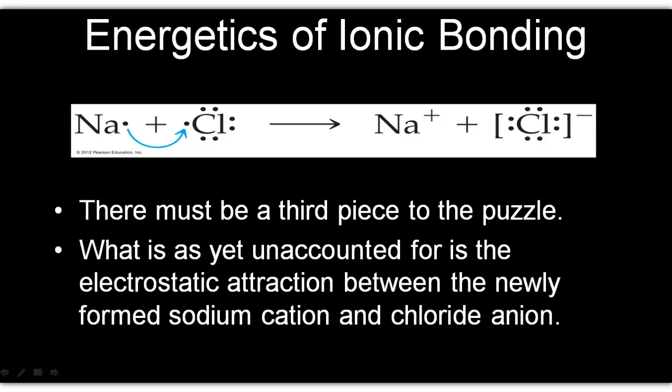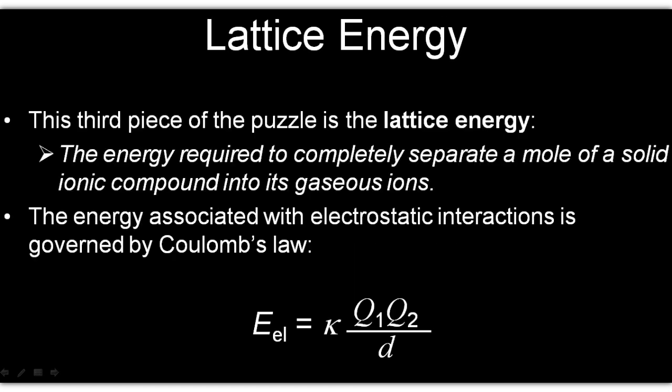This last thing here is called a lattice energy, which I think we'll introduce here in a slide or so. After the sodium donates the electron to the chlorine atom, as a result we have a positive sodium and a negative chloride. Once we have that, there's a new attraction between these. And that's the lattice energy.